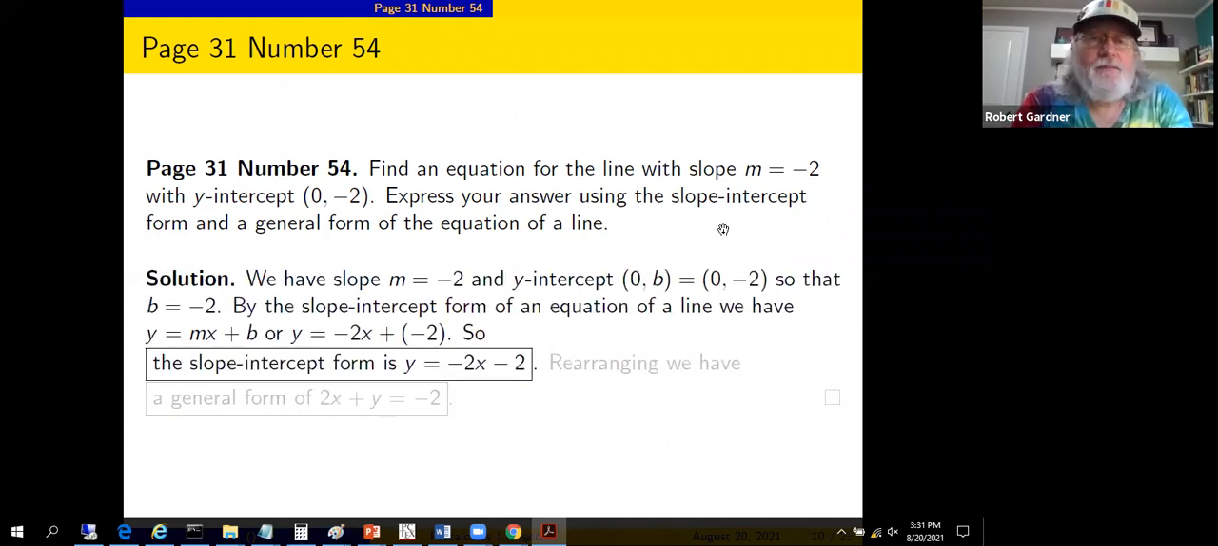All right. We're given a slope m equals -2. We're given a y-intercept, 0, b, is how we represented that in the slope-intercept form. We can draw the conclusion that b is -2.